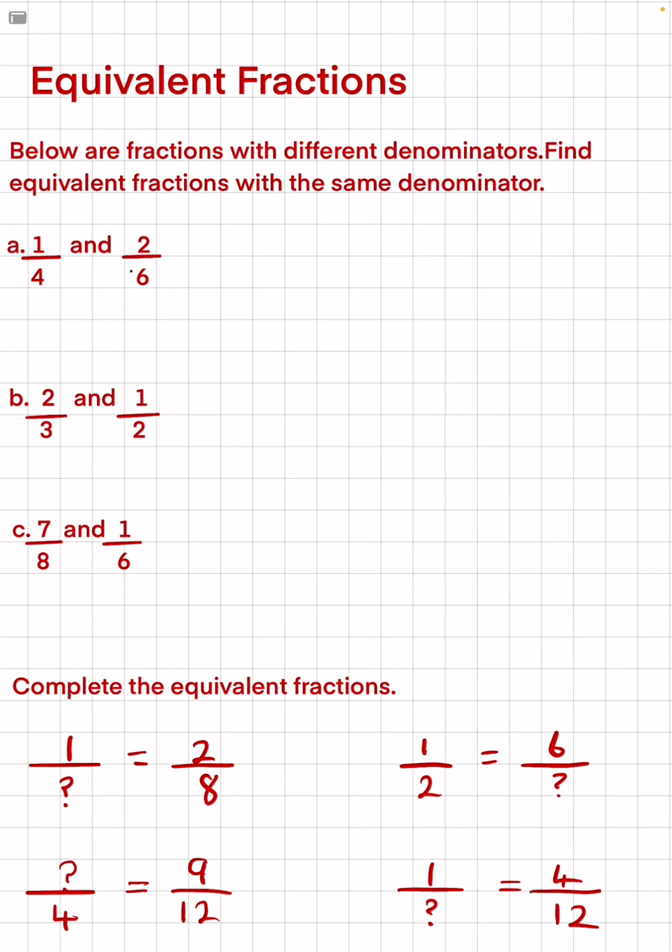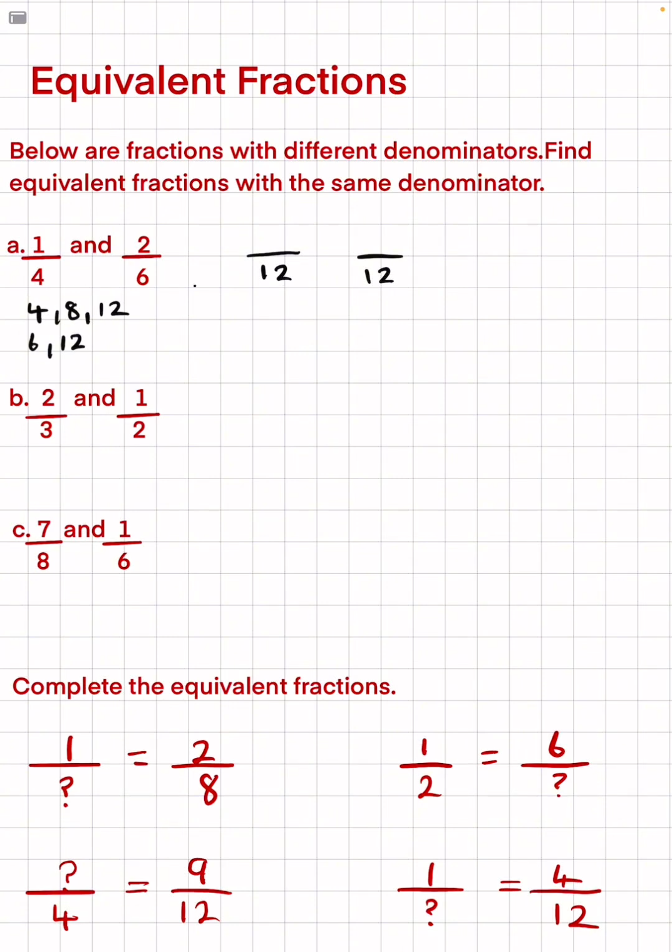First, we need to find a common multiple of 4 and 6. Let's start by listing the 4 times table first. We've got 4, 8, 12. And now let's list the 6 times table. 6, 12. We can already see that 12 is a common multiple of 4 and 6. So we can use this as the denominator.